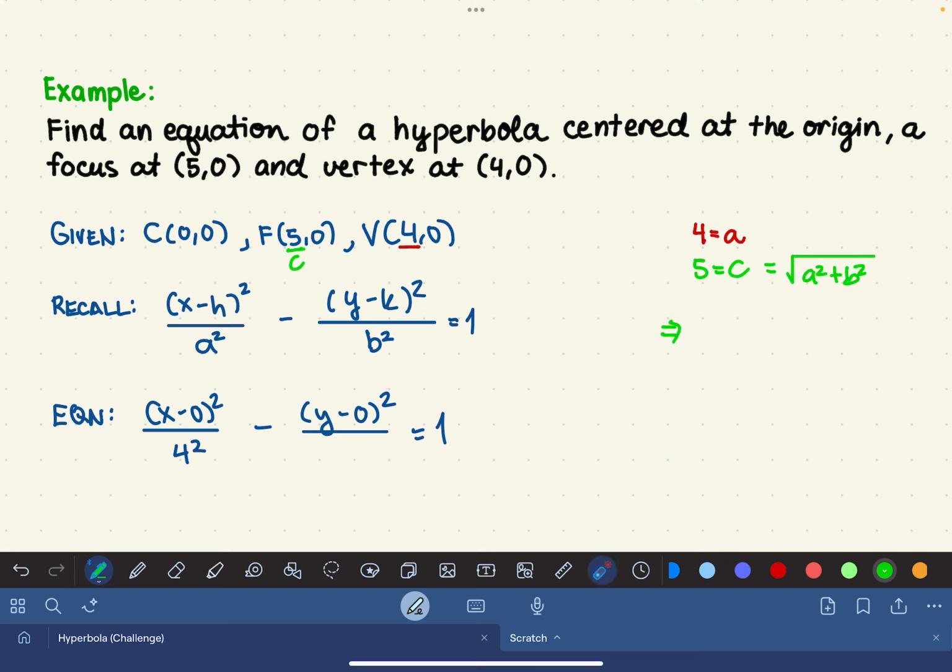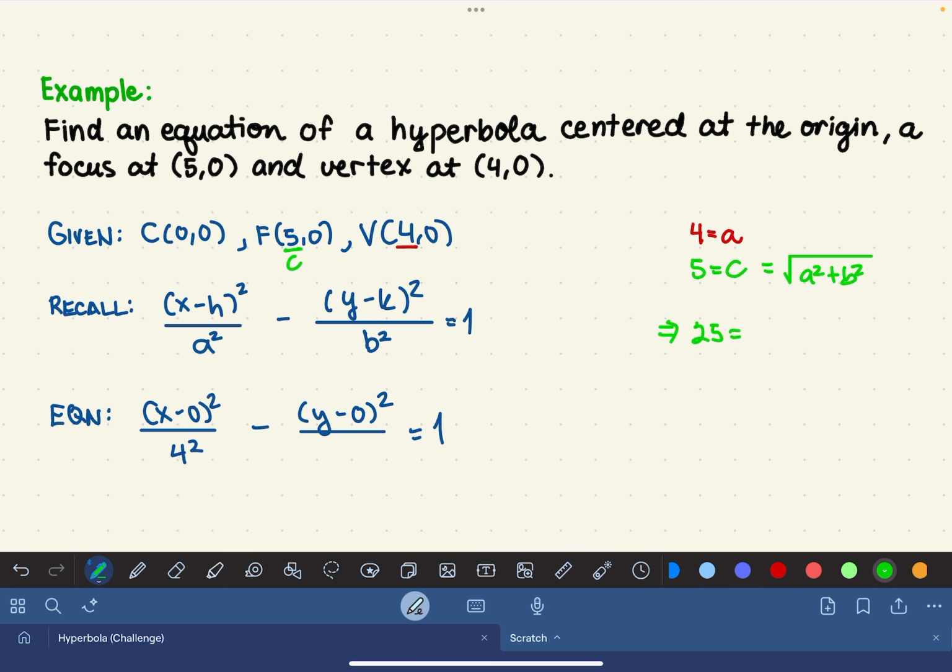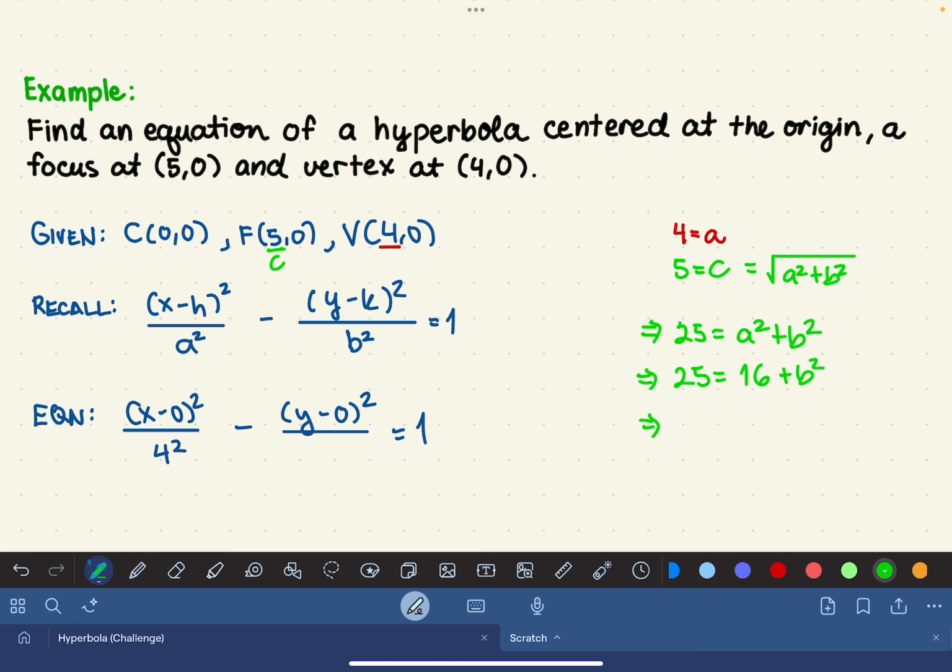Take note that if we square both sides, we will obtain 25 equal to a squared plus b squared. A squared is something that we know. Since a is equal to 4, then basically 25 is equal to 16 plus b squared. Move this to the other side, we will be obtaining 9 equal to b squared, and actually we don't really need to solve for b anymore since what we need is the b squared. So basically, we have determined that this one on the denominator will be that.